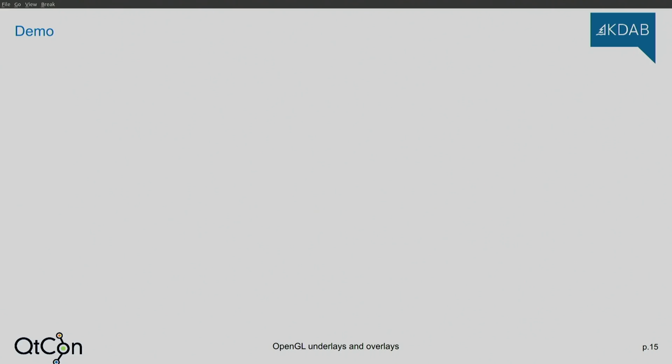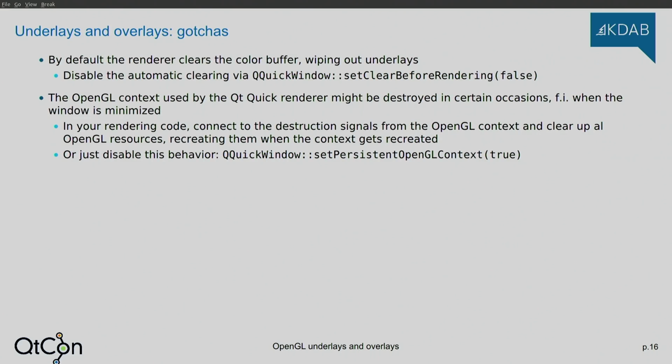Okay, that's the good news. There are a couple of gotchas that you must be careful about when you go this way. In particular, you may want to call set clear before rendering false. Otherwise, Qt Quick is going to clear your color buffer before it starts its own rendering. The net result is that you don't see anything, because you draw something, Qt Quick goes there and clears it, and then draws itself. So that would be a bit pointless, but you must do it explicitly by calling set clear before rendering false. Fair enough.